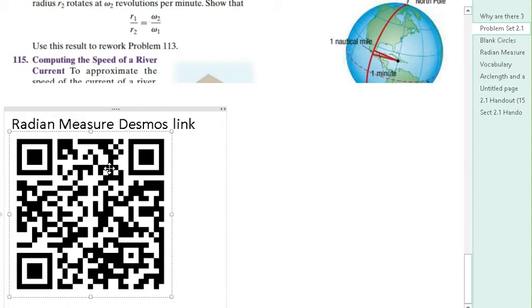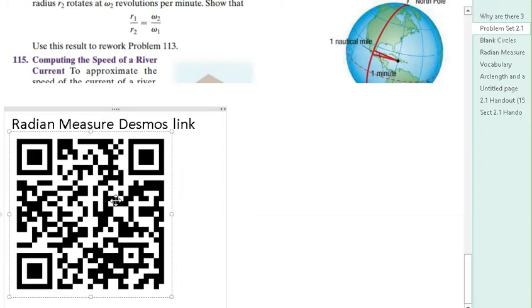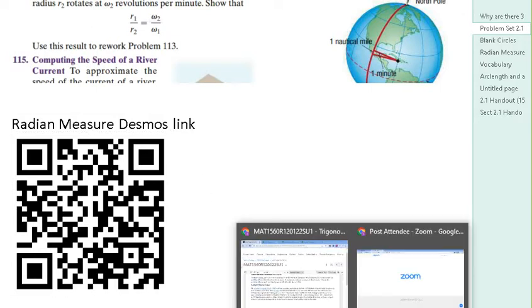Those of you at home, I think I can probably just put you a Desmos link in the chat. Those of you here, we're going to go to radian measure in just a moment. And then I think it should be on the back of your handout there for section 2.1. You can do the QR code and jump to the Desmos link here that I've got for you.